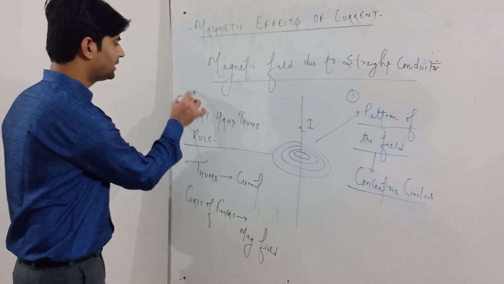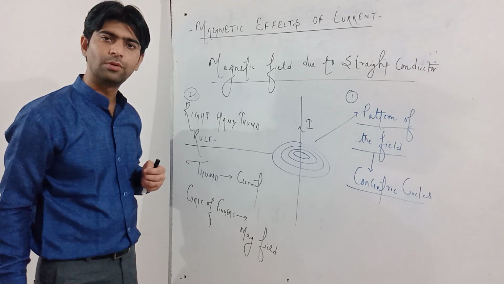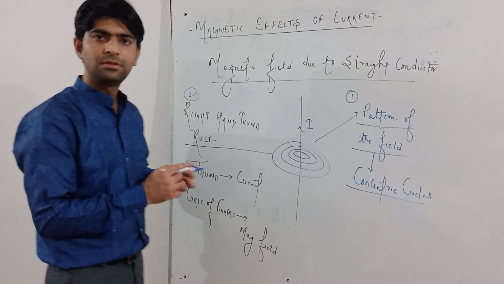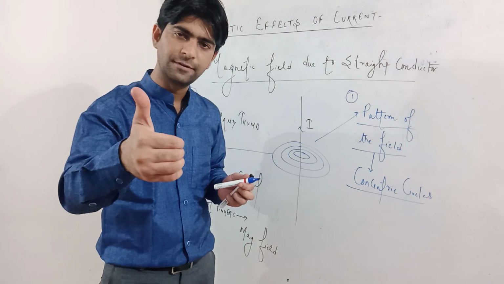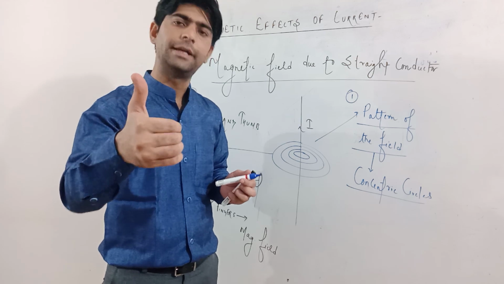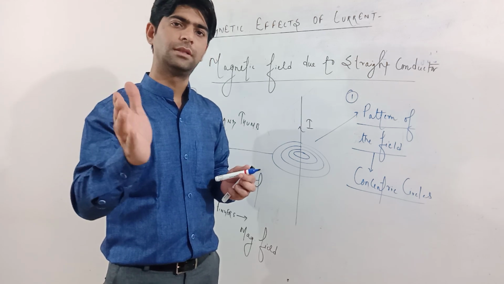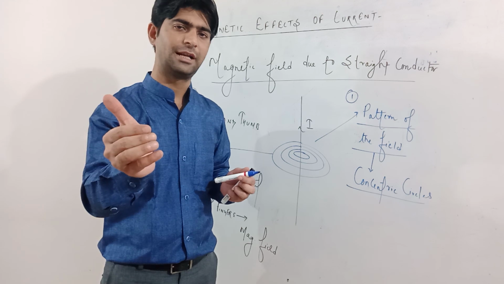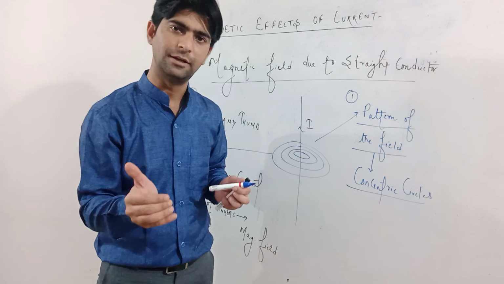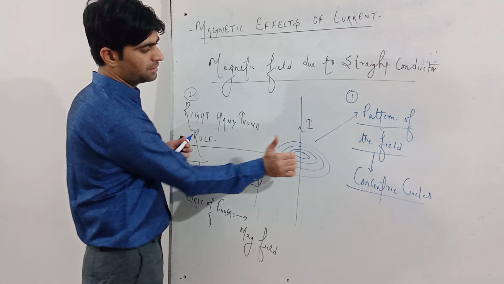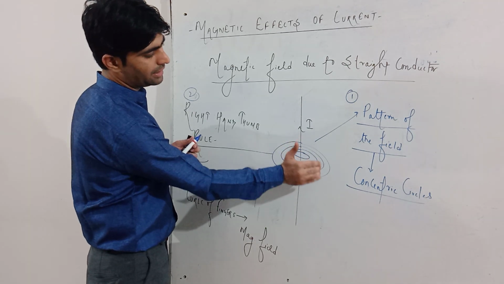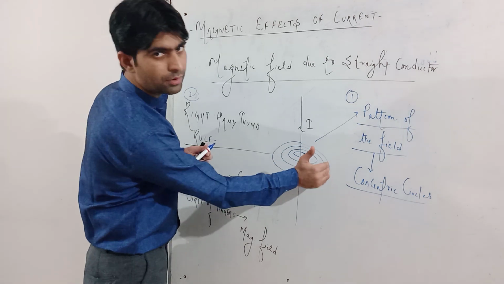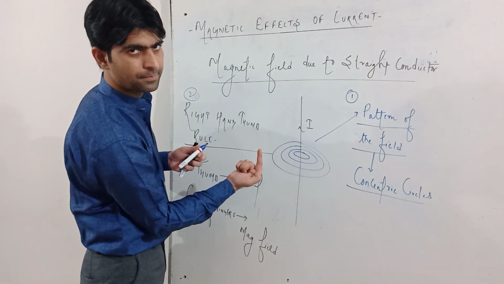This is the second point, the right hand thumb rule. If we stretch the thumb of the right hand perpendicular to the curls of fingers, and the thumb indicates the direction of current, then the curls of fingers will indicate the direction of magnetic field. Now if we hold this conductor like this, the curls of fingers at the right hand side are going downward and then come upward.